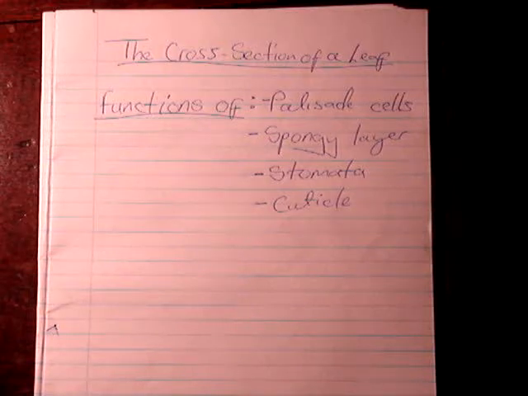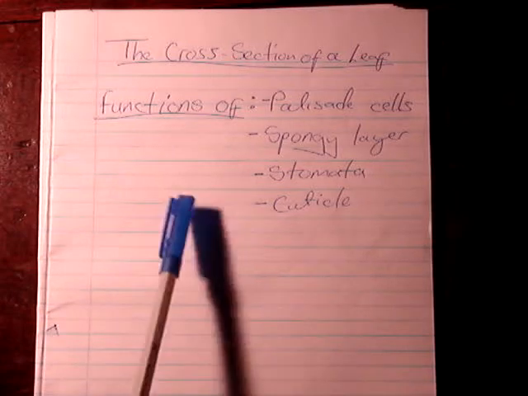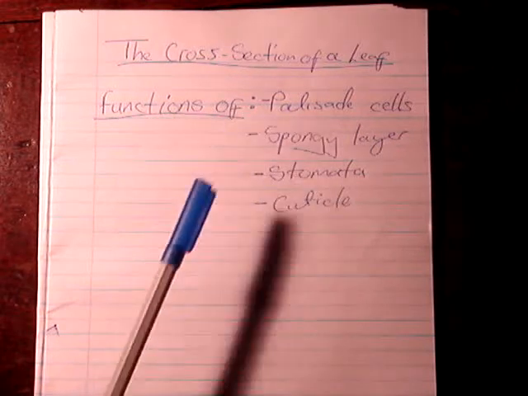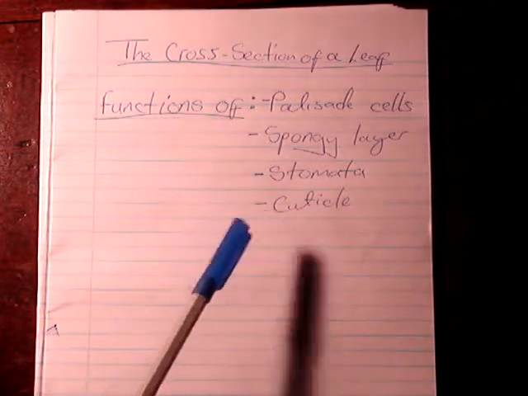Welcome. In this video we're going to be looking at the cross section of a leaf and also be looking at the functions of the palisade cells, the sponge layer, the stomata and the cuticle.